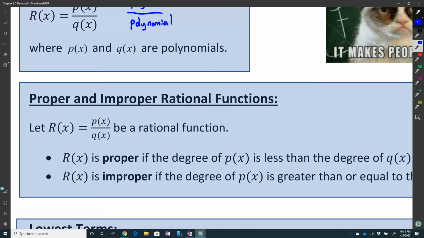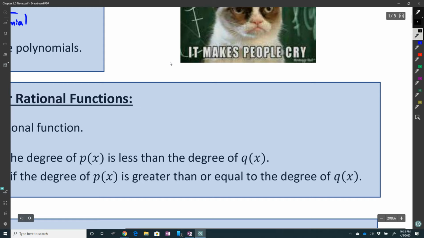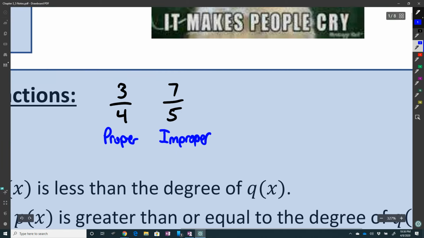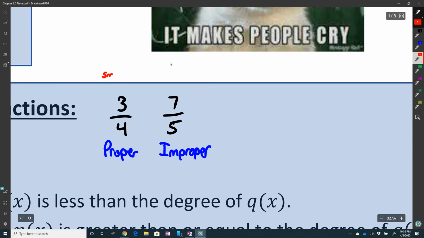So proper and improper. So if we go back to just regular numbers, okay? So let's say 3/4 and 7/5. All right, we say that this one is proper and this one is improper. Now, do you remember why? This is way back in like 4th grade math. So a proper function means that the numerator is smaller. And they say that it's proper.